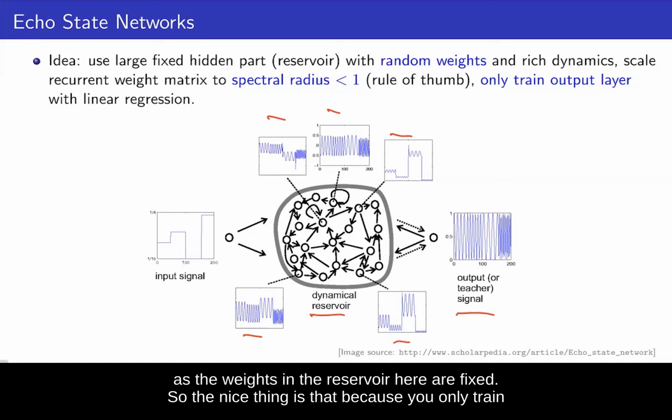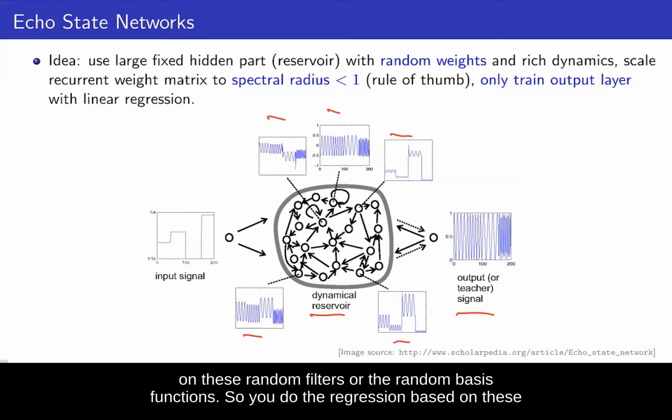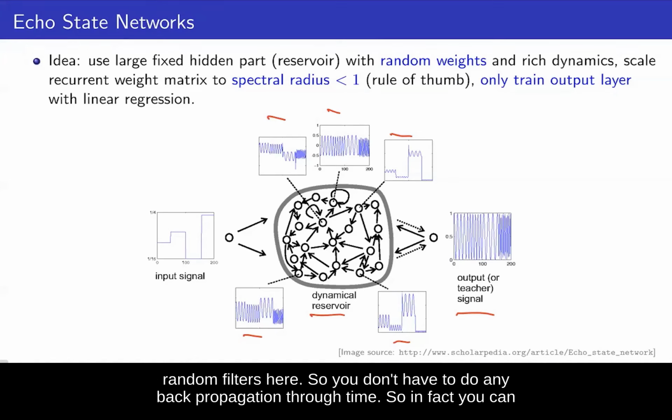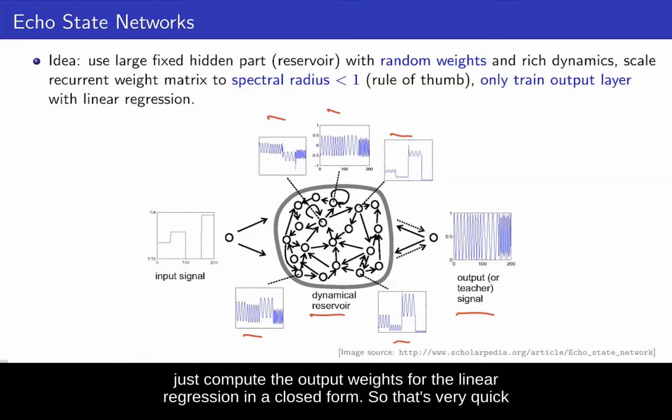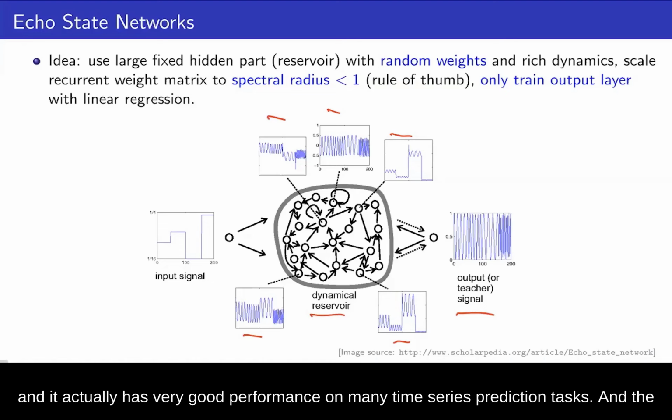So the nice thing is that because you only train on these random filters or random basis functions, you do the regression based on these random filters here. So you don't have to do any backpropagation through time. In fact, you can just treat this as basis functions with a linear regression that we have seen before, and you can just compute the output weights for the linear regression in closed form. So that's very quick, and it actually has very good performance on many time series prediction tasks.